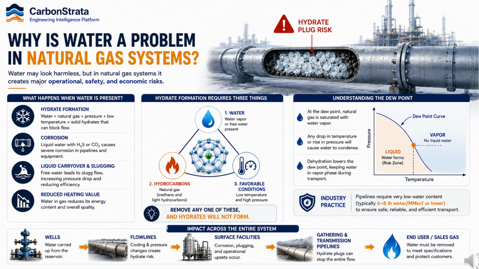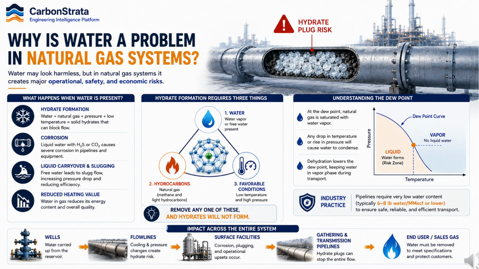Water is naturally produced from many gas reservoirs and is often present as vapor or free liquid throughout the production system. As gas flows from the reservoir to processing facilities and pipelines, pressure and temperature conditions continuously change. These changes can cause water to condense and create conditions that favor hydrate formation. Water can also contribute to corrosion, liquid accumulation, operational instability, and reduced gas quality.